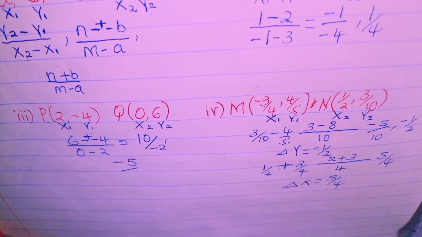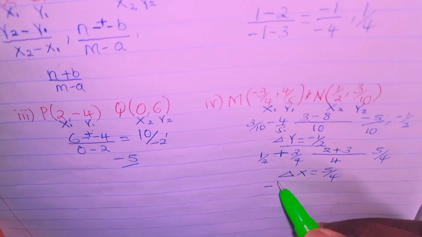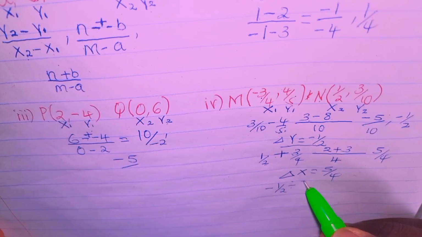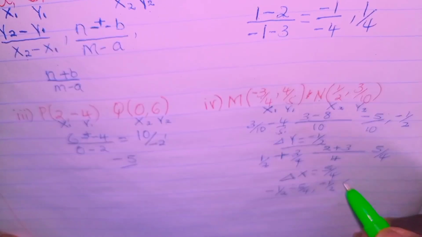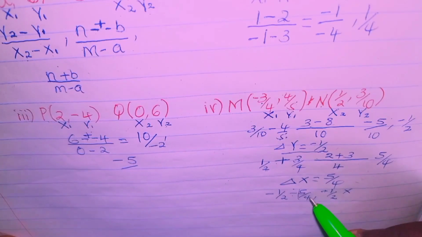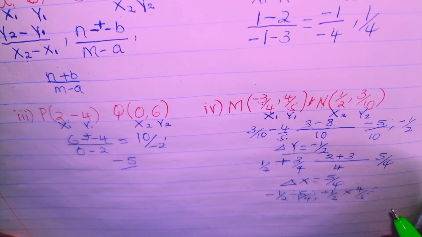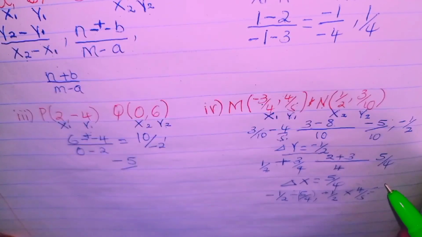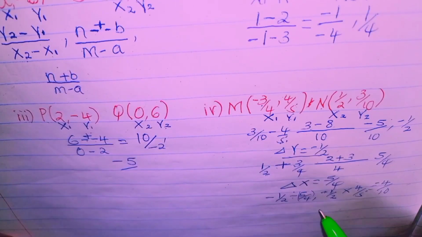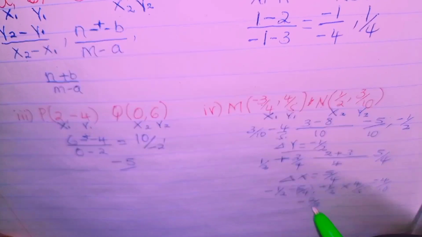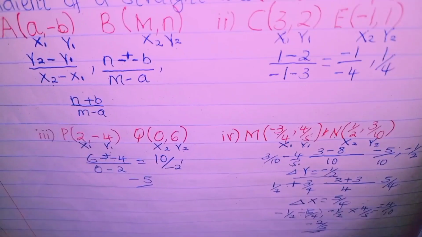Let's now divide our y coordinate change by x coordinate change. So this will be negative 1 over 2 divided by 5 over 4, which is negative 1 over 2 multiplied by the reciprocal, 4 over 5. This finally gives us negative 4 over 10. If you simplify it further, it will be negative 2 over 5. So that's it about finding the gradient of a straight line given 2 points.